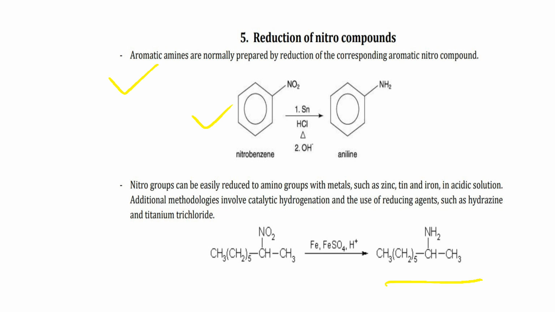This is the reaction. And these are the aliphatic nitro compounds that react in the presence of a metal or its salt, such as the metal sulfate FeSO4, or zinc, tin, and iron in acidic solution, H plus. We will get an amine. This is the reduction of nitro compounds.